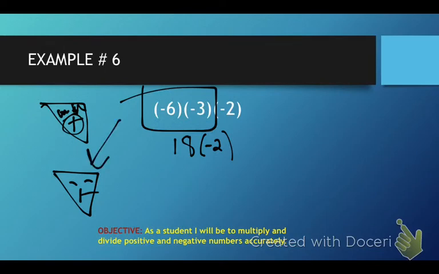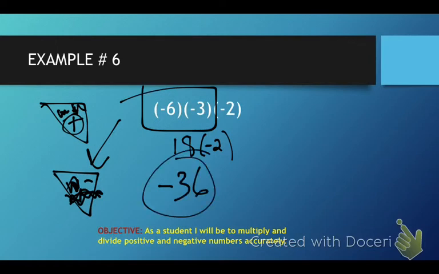Okay, 18 is a positive, so we're going to cross out the guy's mouth. And negative 2, that's a negative, so we're going to cross off one of the eyes. Our answer is negative. And what is 18 times 2? Well, that is actually 36. Our answer is negative 36.